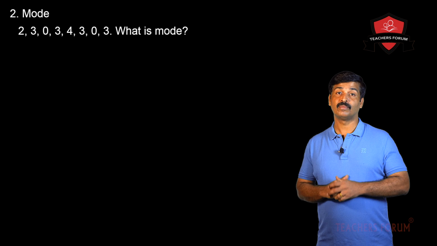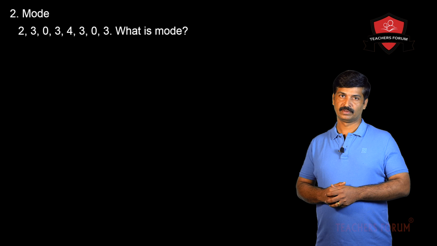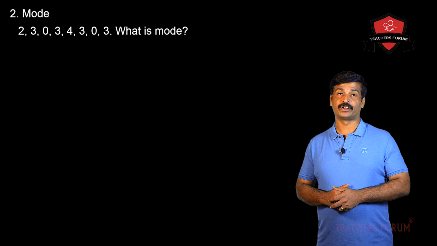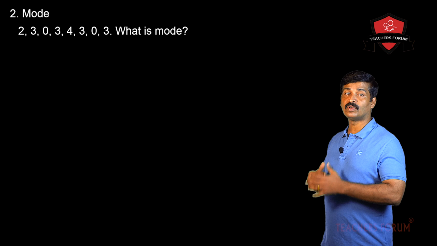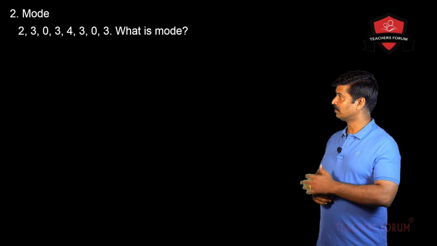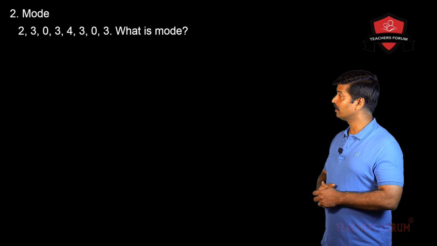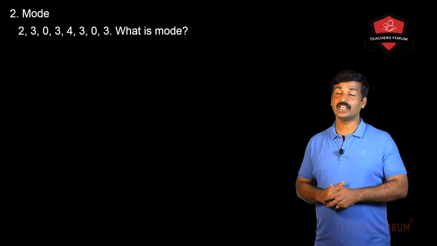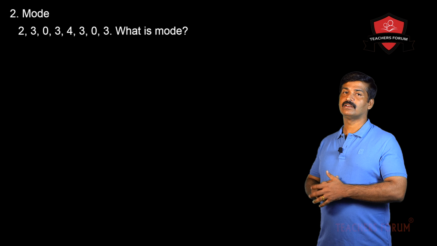Mode is the most repeating observation, or the most occurring observation, is known as mode. So here, which is the most occurring observation? You see, 3 is occurring 1, 2, 3, 4 times. So we say that 3 is the mode of the given observations.